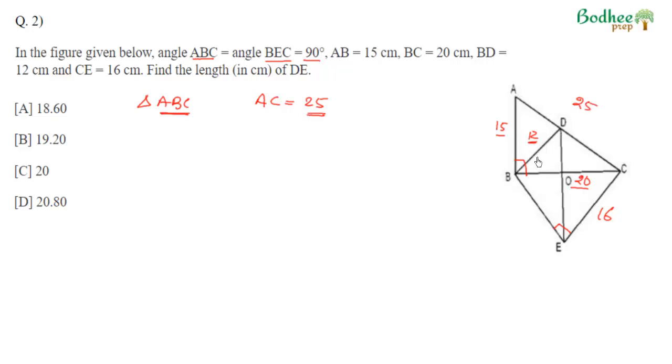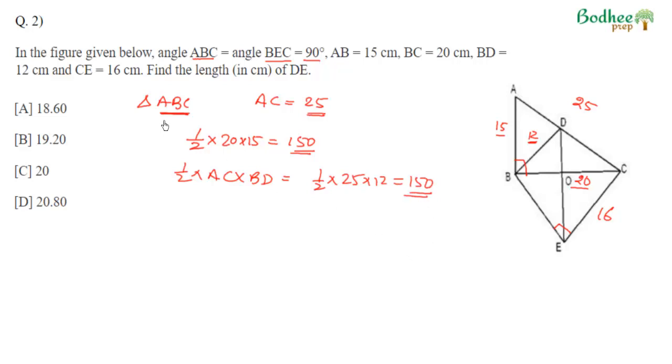Now, BD. If we closely observe this length 12, then we can find that if we calculate the area of this triangle ABC, it comes out to be half into base into 15, right? Which comes out to be 150, correct? Now, if I take the product AC, that is half of AC into BD, then it comes out to be half of 25 into 12, which again comes out to be 150.